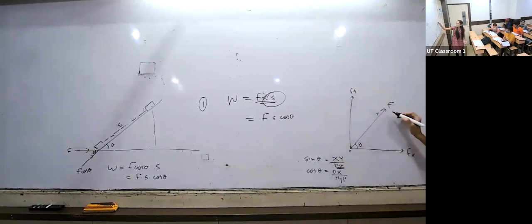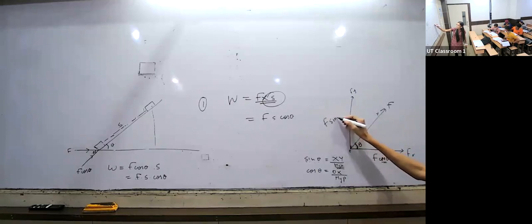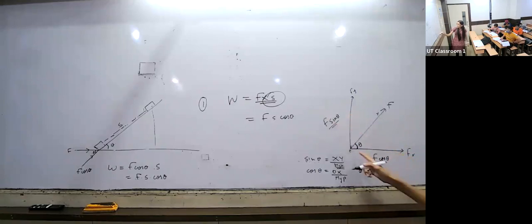Then what is this Fx value? I already told you that it is F cos theta. So the arm which is adjacent to theta, that becomes the cos component. And this is F sine theta. And how do I find this? I have shown this. So what is this?